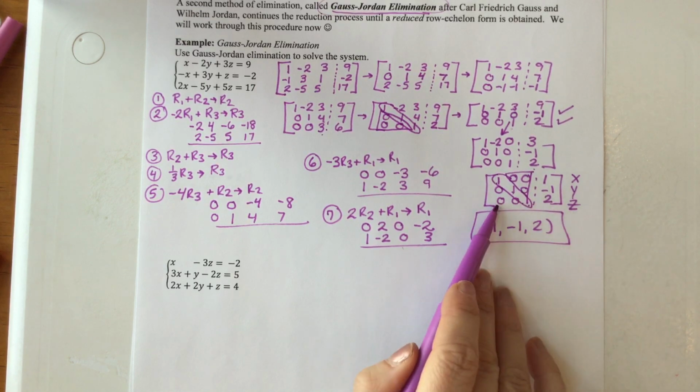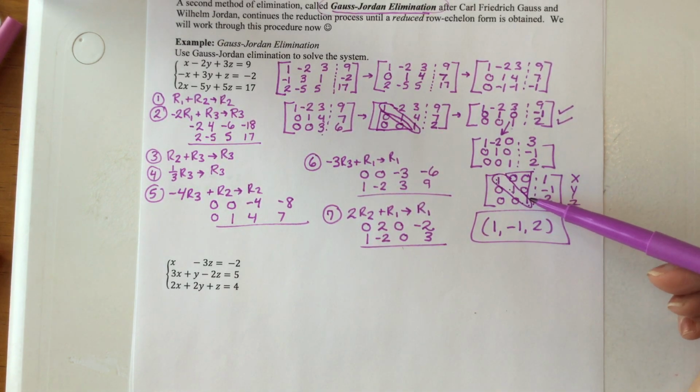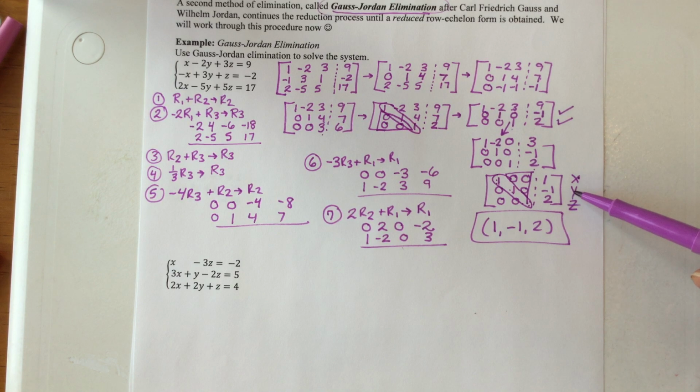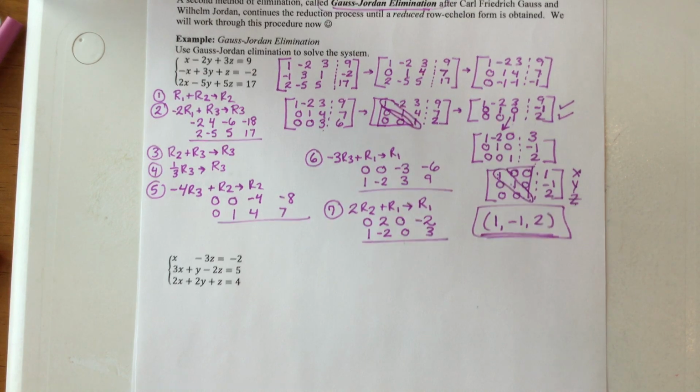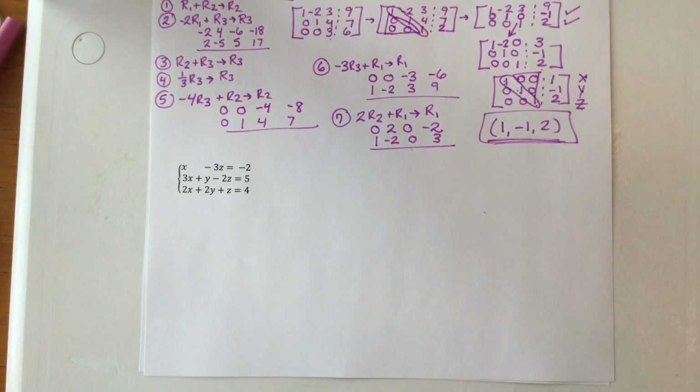When everything else is a 0 and you have your main diagonal 1s, the top number is x, the middle number is y, the bottom number is z. You can go ahead and write your ordered triple. Let's look at another one, okay?